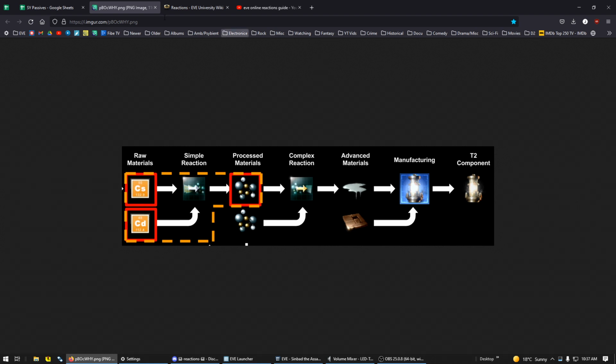Basically what it consists of is either buying or mining the raw materials from moons, the moon goo, and then you would use a reaction formula, which is like a blueprint, to combine those materials into a processed material. Those processed materials are then combined as well using their own reaction formula into advanced materials, and different combinations of those are used with a blueprint to make T2 components. T2 components go into things like Tech-2 missile launchers, Tech-2 damage control, that kind of thing.